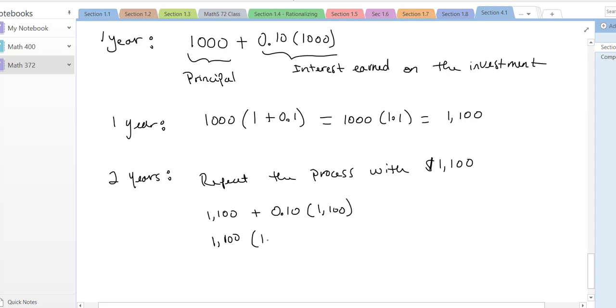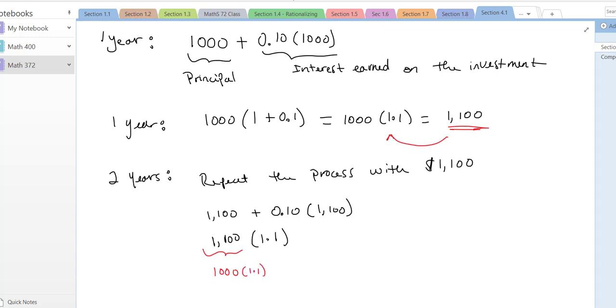Let me do that again, where we factor out the 1,100. When I factor out, I'm left with 1.1, right? 1 plus 0.10 again. So what do you notice? Where did 1,100 come from? Notice that 1,100 is equal to 1,000 times 1.1. So I'm going to change this to say it came from 1,000 times 1.1, and then I have times 1.1 again. So it's really 1,000 times 1.1 times 1.1, which is 1.1 squared.